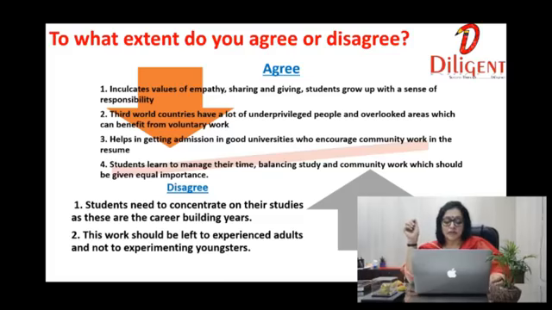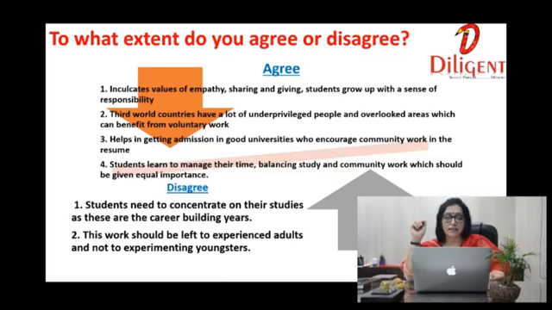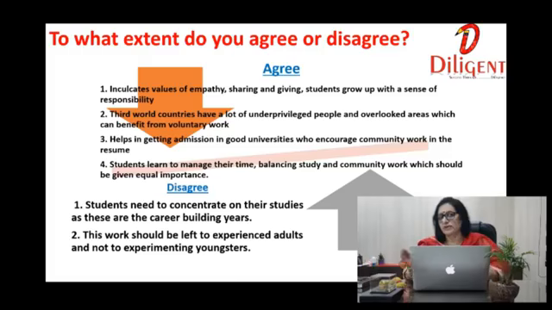Second, the third world countries have a lot of underprivileged people and overlooked areas which can benefit from voluntary work. Third, it helps in getting admission in good universities who encourage community work in their resumes. Fourth, students learn to manage their time, balancing study and community work, which should be given equal importance. As you can see, I have 4 points which I can support my agree side of the discussion. But I could only think of 2 points which are in favor of the disagree side.